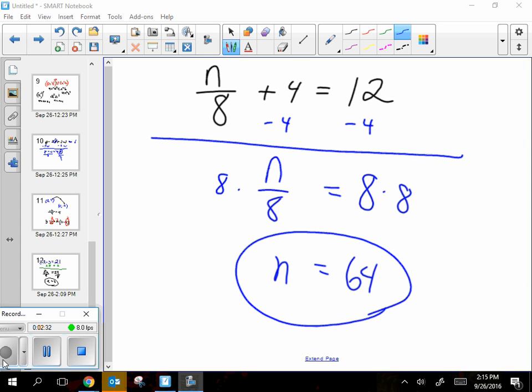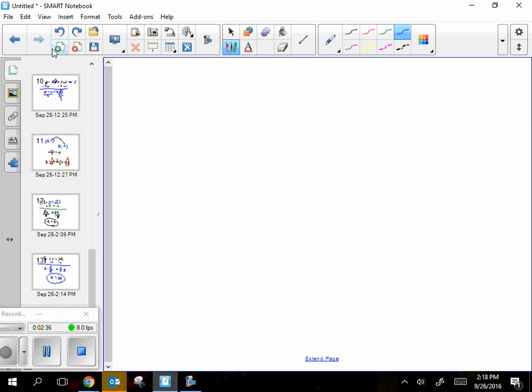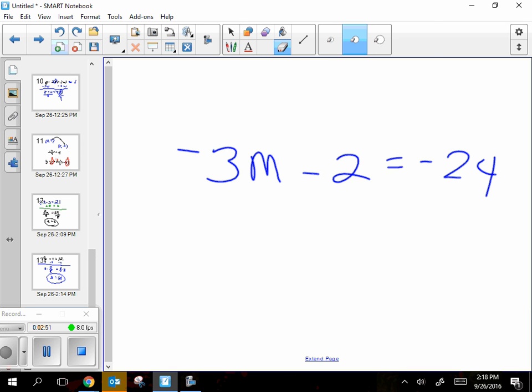All right, I'm going to pause for. Okay, so our next step is to have more negatives. Negatives running all over the place. I'll give you an example. Negative 3m minus 2 equals negative 24. And the real challenge here is just to keep your negatives straight. So I'm going to remind you of some stuff with the negatives that is important.